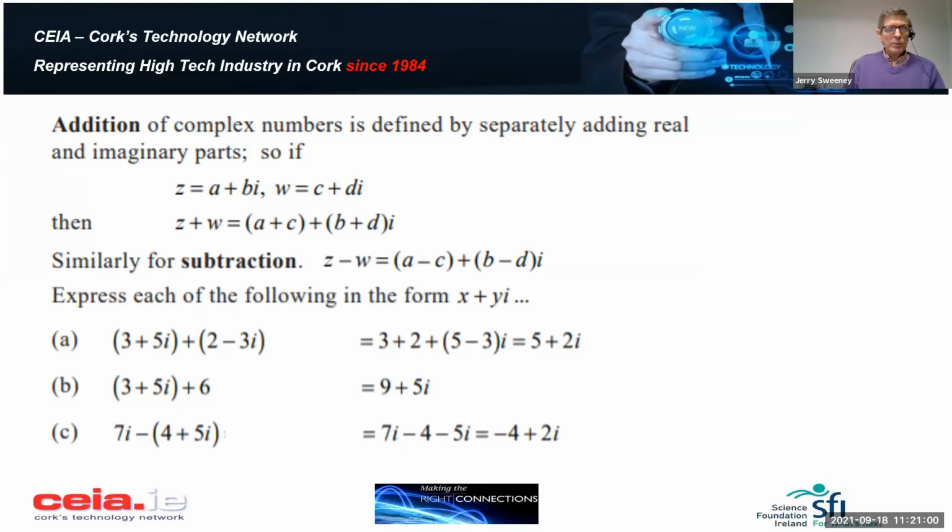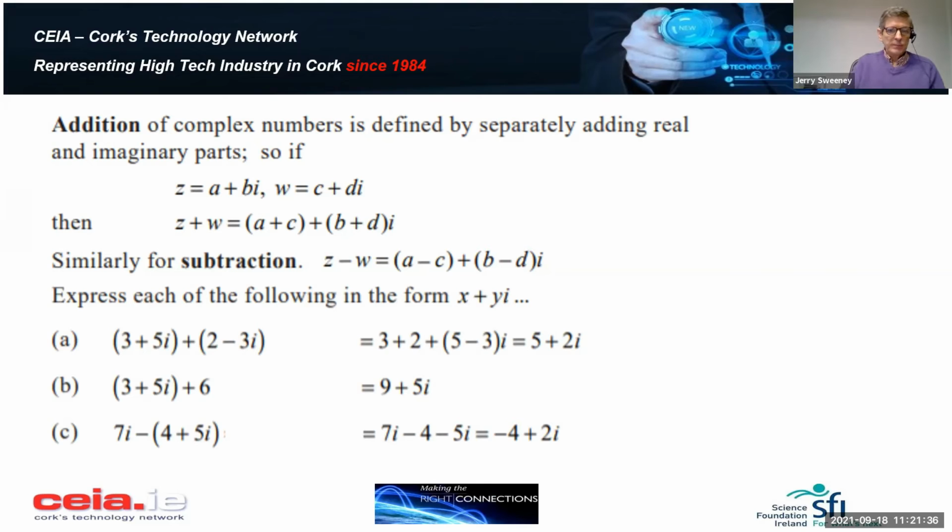So what we're going to do, first of all, is take these 3 examples, A, B, and C, and we're going to add the first 2, and we're going to do subtraction with the third one. The rule here is that for addition, we add the real components together, the real parts together, and we add the imaginary parts together. And the technique then becomes trivial. So 3 plus 2 is 5, and 5 minus 3 is 2.